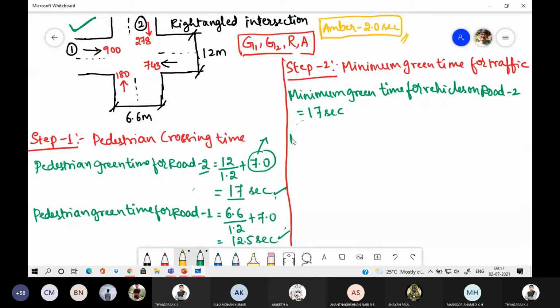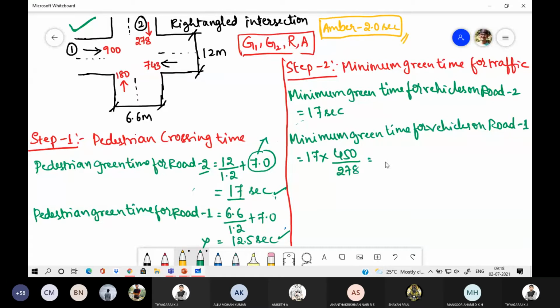But for road 1 it will be different. Minimum green time for vehicles on road 1 is equal to, so we have to provide a minimum 17 seconds for both the roads. So we will be omitting this 12.5, only we are going to consider 17 seconds. So 17 into, what is the traffic, that is we have considered design traffic as 450 divided by 278. Calculate how much you are going to get.